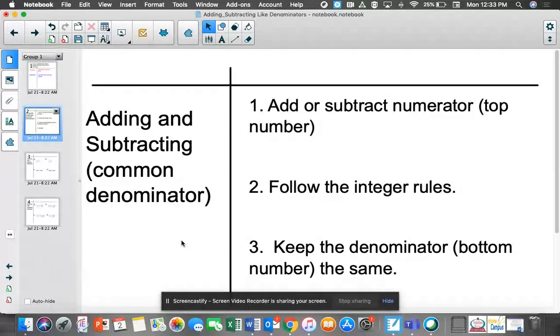Next, the steps in adding or subtracting, and this is only for common denominators, or if you have the bottom number of the fraction the same. The first step, you're going to add or subtract the numerator, which is the top number. Essentially, you're following our integer rules that we did when we were just adding or subtracting regular numbers. Number 3 is to keep the denominator, or the bottom number, the same.